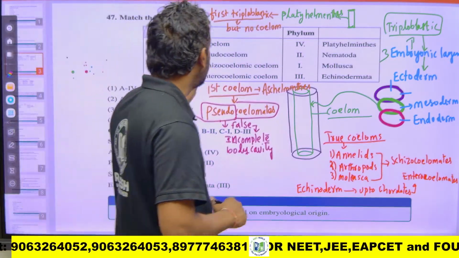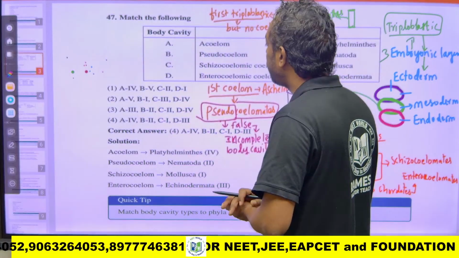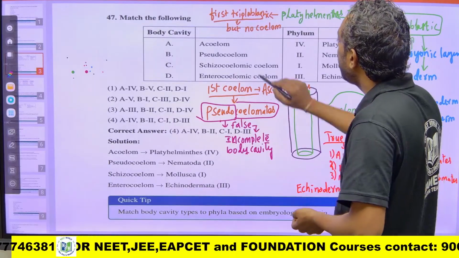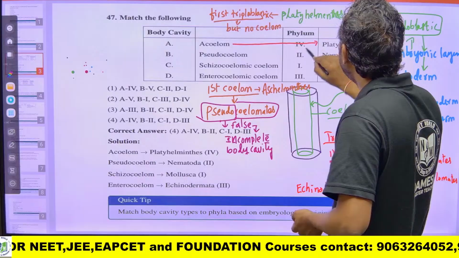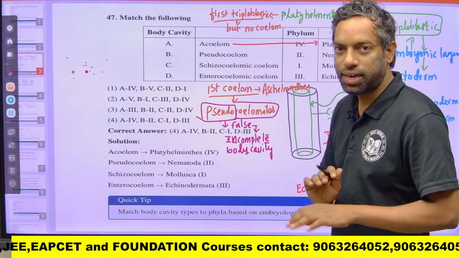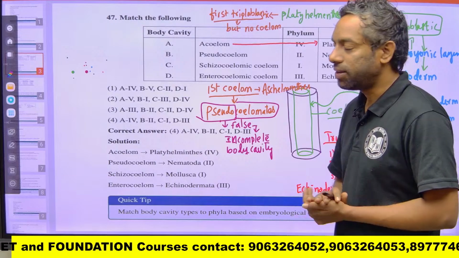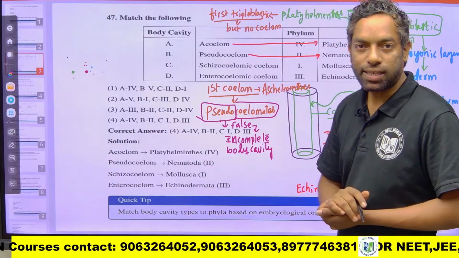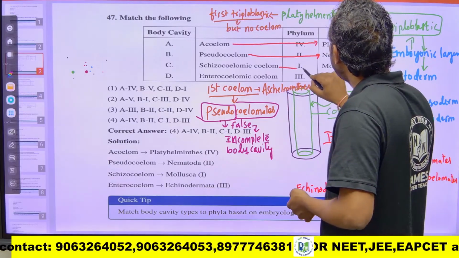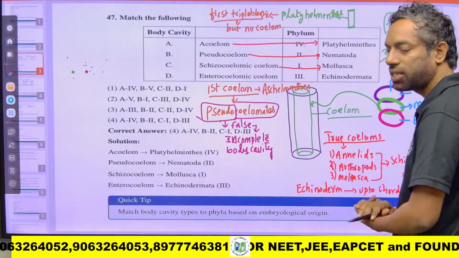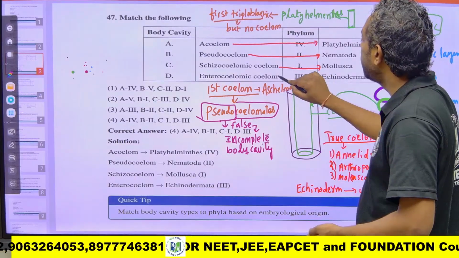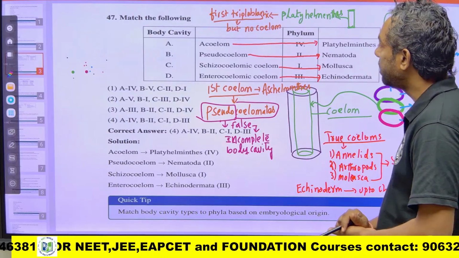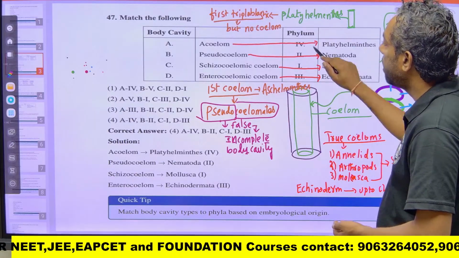Coeloms are first pseudocoelom, cyjocoelomates, enterocoelomates. Platyhelminthes are acoelomates. There is no coelom, but they are triploblastic, mind it. Pseudocoeloms are nematodes, meaning Nematoda are aschelminthes. Cyjocoeloms are molluscans, annelids, arthropods, and from the echinoderms to the chordates are enterocoeloms. Match the following, same like this.